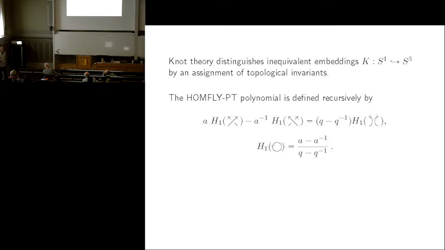So the general philosophy of knot theory is to distinguish among different embeddings of circles in the three-sphere by assignment of some topological invariants, and a classical example of that is the HOMFLY-PT polynomial. So you take a knot, you project it down on a plane, and then to define the HOMFLY-PT polynomial, you can recursively apply the skein relations until you're left with many copies of the unknot, whose polynomial is defined to be this ratio. So that's a fairly simple definition. You can apply it to any knot. It's quite general. And for example, for the trefoil, you'll find this expression. So that's what we're going to need from knot theory.